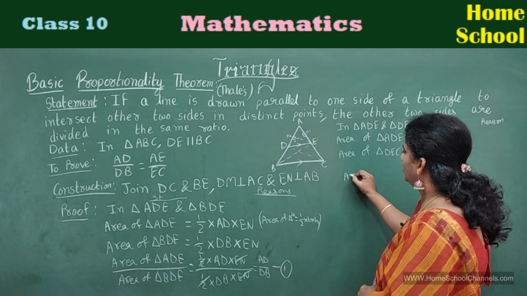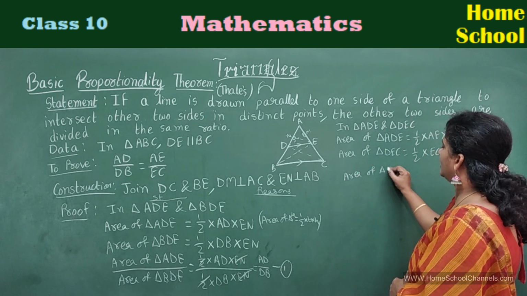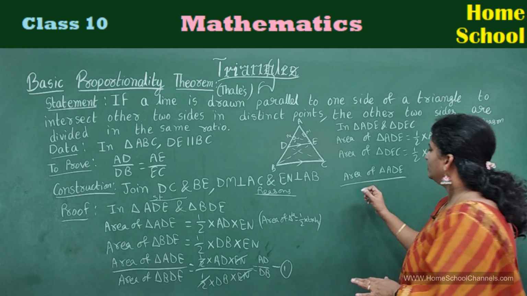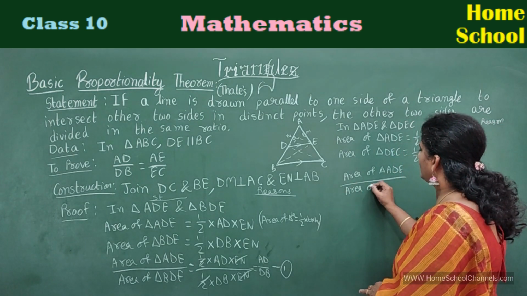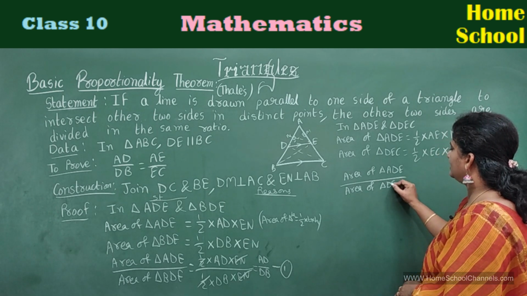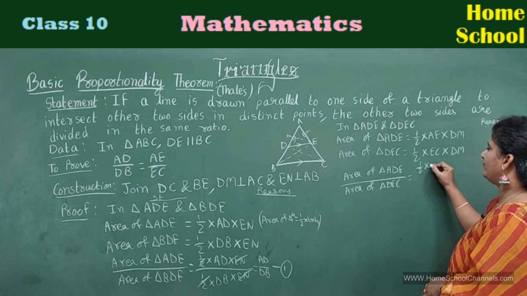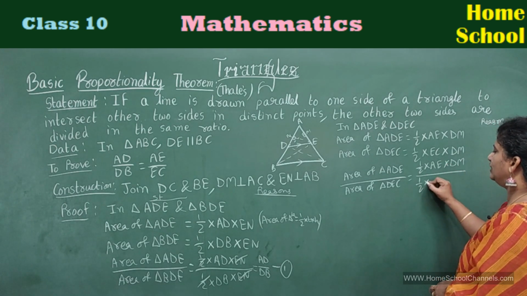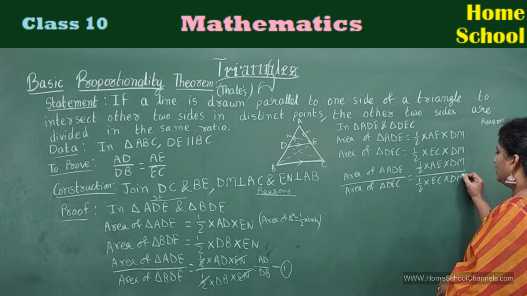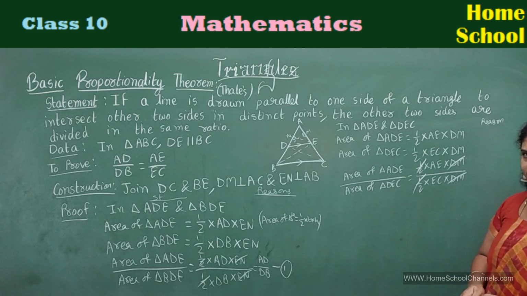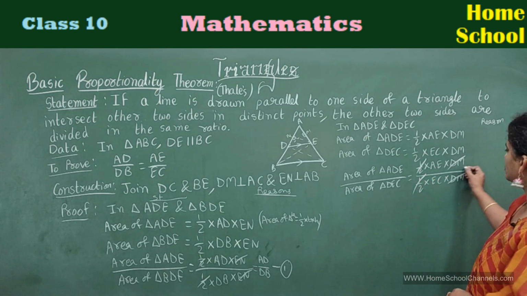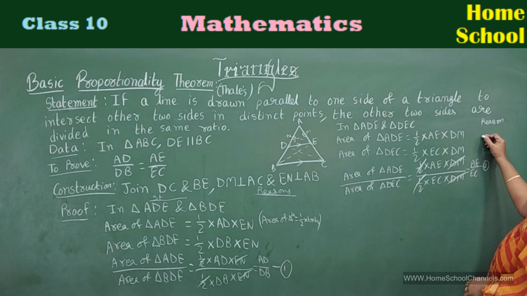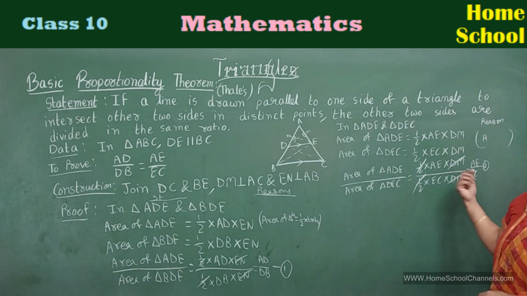Then divide these two, area of triangle ADE by area of triangle DEC, again same two lines we are repeating. Okay, we are not writing any new line. Area of triangle DEC is equal to half into AE into DM by half into EC into DM. DM cancel, half cancel. AE by EC. So rewrite here AE by EC and mark it second equation. Same area reason you can write here also.